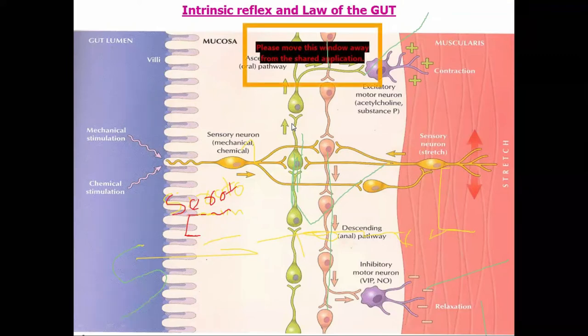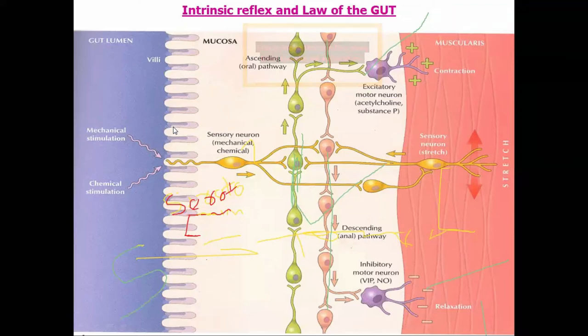So that the contents are squeezed. Peristalsis is also the same. Once a bolus of food reaches some part of the GI tract, let's suppose the esophagus, a contractile ring appears just behind the bolus and sweeps the contents in the forward direction. So this is peristalsis.